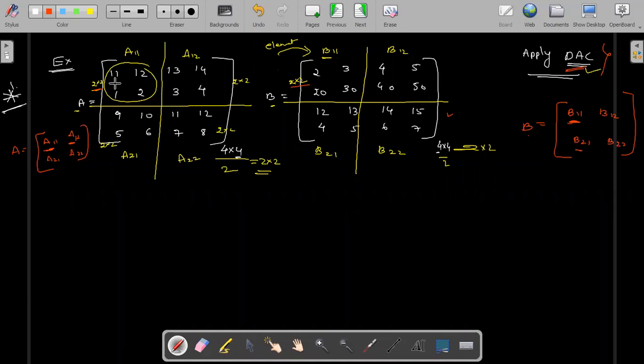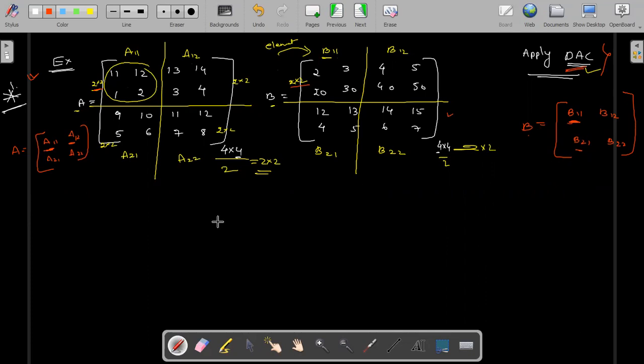So if I do this one, what is that? A11 into B11, A12 into B21, like this. If I follow the procedure like that, what happens? It takes a lot of time to execute. But if I apply divide and conquer recursion, what happens? It takes very little time. Yes or not? It takes very little time. So that is the reason why we have introduced this kind of technique.